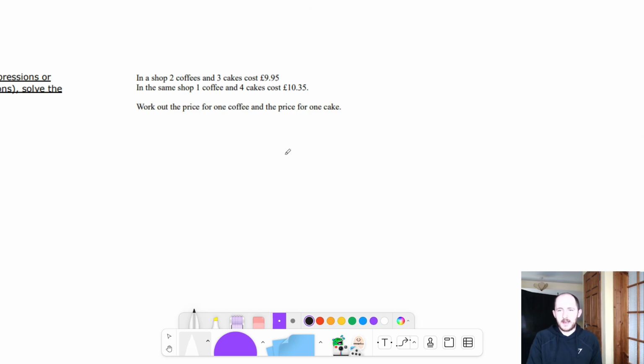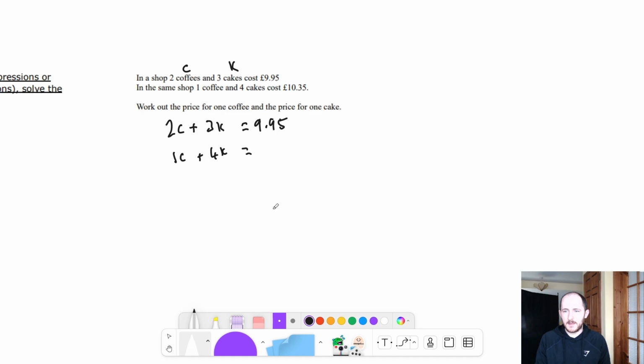So if we assign the letter C for coffee and K for cake, because we don't know what their values are, we can create some simultaneous equations. 2C plus 3K equals 9.95. And then we have 1C plus 4K equals £10.35.